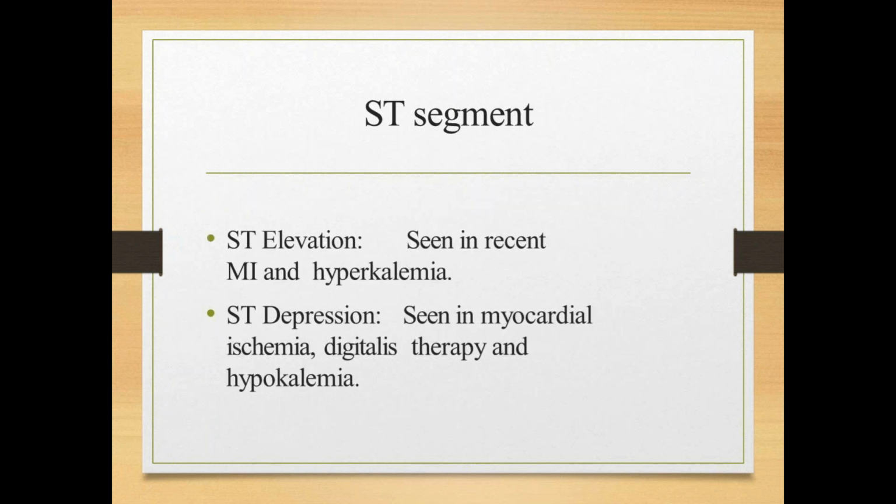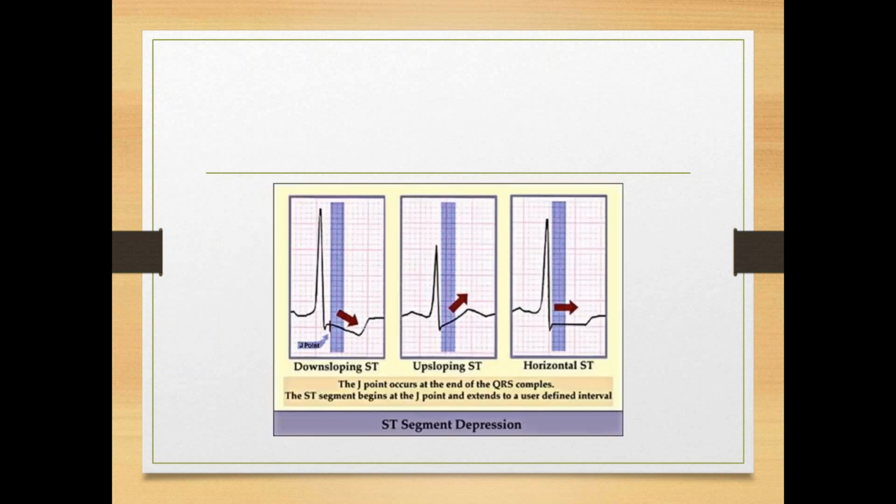ST segment elevation is seen in recent myocardial infarction or hyperkalemia, and ST depression. These are the two things you must look for in terms of the ST segment. ST depression is seen in myocardial ischemia, digitalis therapy, and hypokalemia. Just to show you, this is the downsloping of the ST segment, this is the upsloping of the ST segment, and this is the horizontal ST segment.